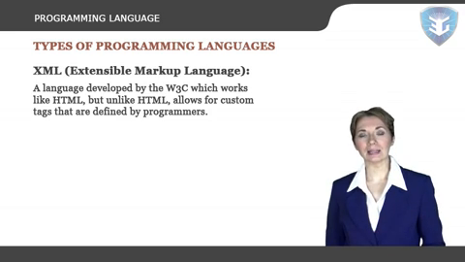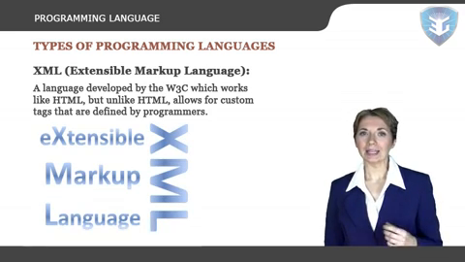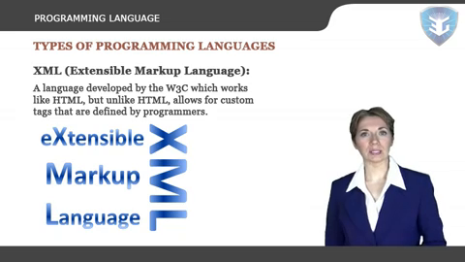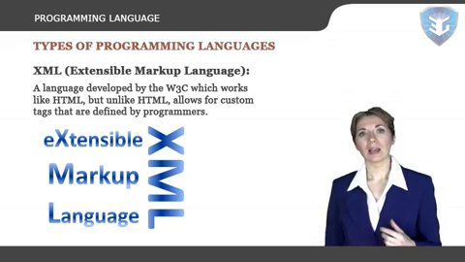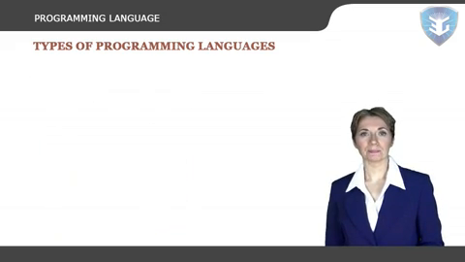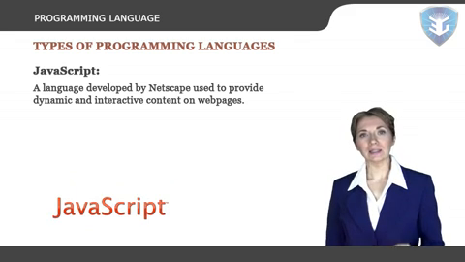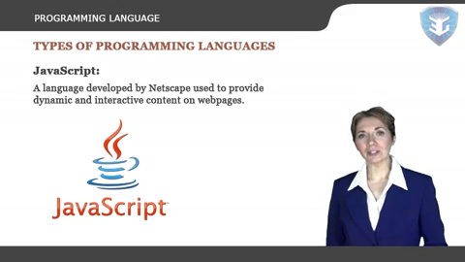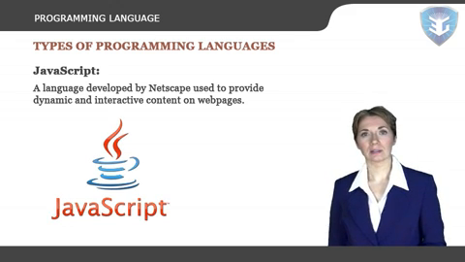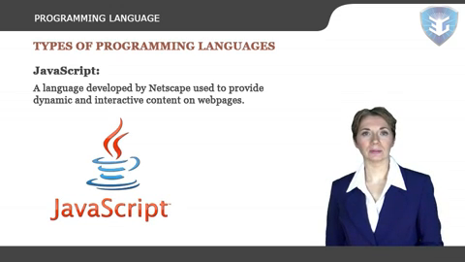XML, Extensible Markup Language, is a language developed by the W3C, which works like HTML, but unlike HTML, allows for custom tags that are defined by programmers. JavaScript, a language developed by Netscape, is used to provide dynamic and interactive content on web pages. With JavaScript, it is possible to communicate with HTML, create animations, create calculators, validate forms, and more.